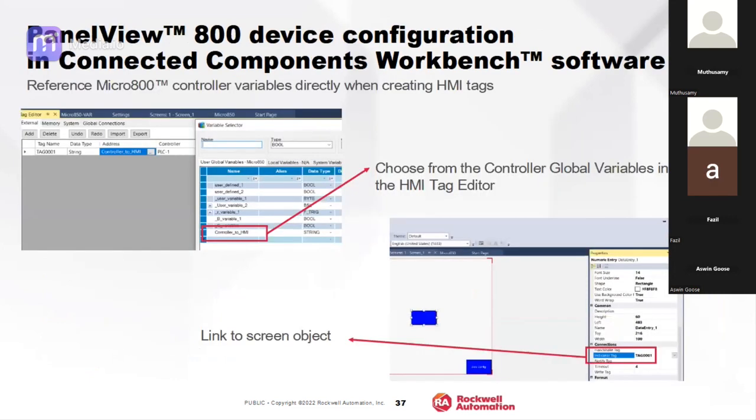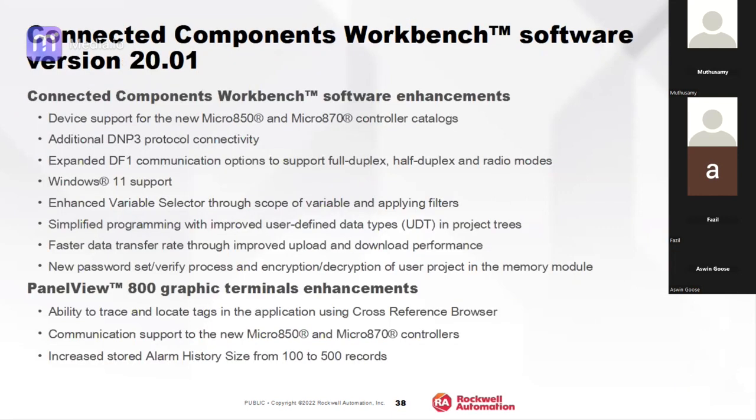You can just select the controller tag. You can browse from the global variables in your program itself. You don't need to create separate tags for the HMI. You just click browse your controller tags. From version 20 onwards, it can support DNP3 protocol and DF1 protocol also. It supports user defined data types, and PanelView 800 graphics display lets you create alarm history up to 500 records.